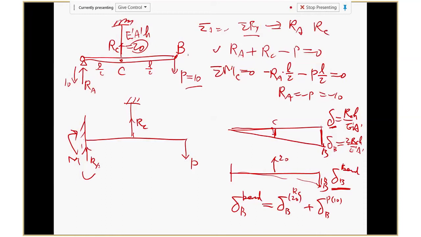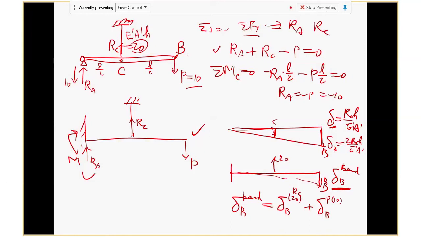But before we start a new example, let's look at this example here, the one at the bottom. For this one, is it determinate or indeterminate? Indeterminate, right? Okay, anyone disagree? It's indeterminate.